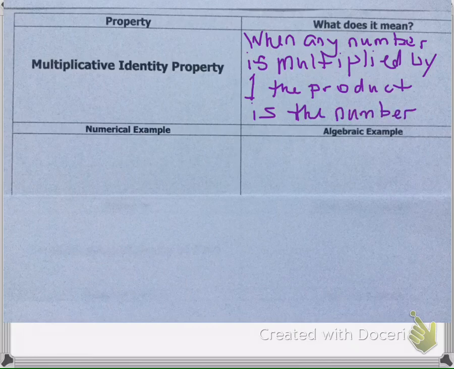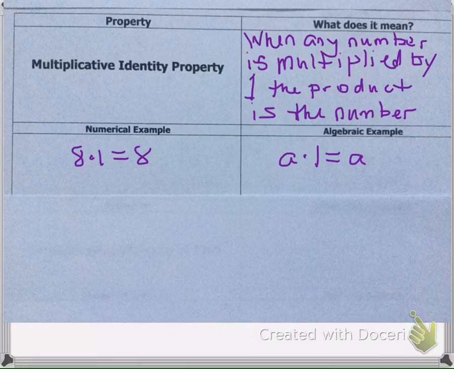So again, when any number is multiplied by 1, the product is the number. Okay, so when you multiply by 1, the number keeps its identity. Numerical example, 8 times 1 is 8. A times 1, no matter what A is, it's going to be A. That's the multiplicative identity property.